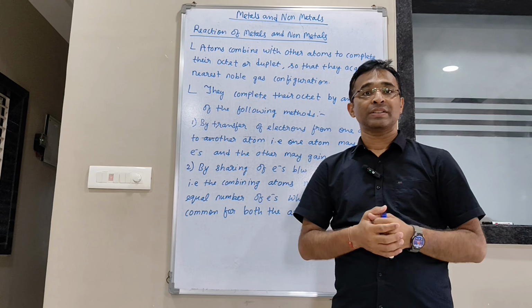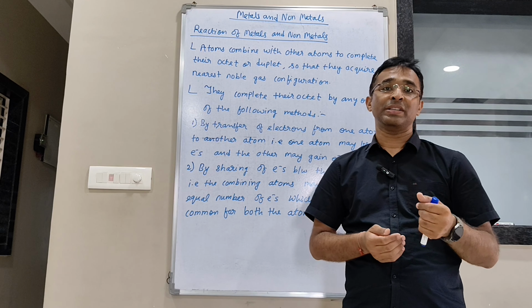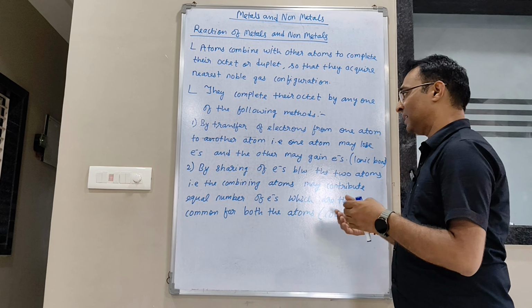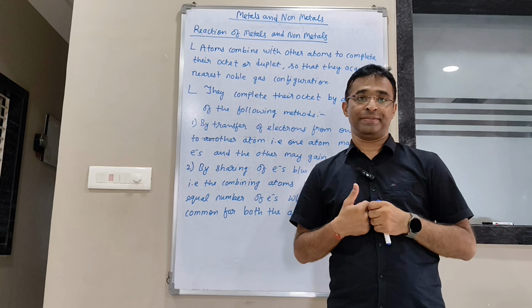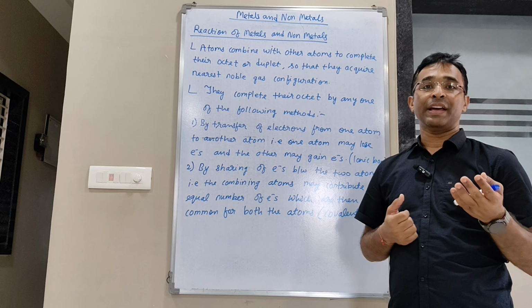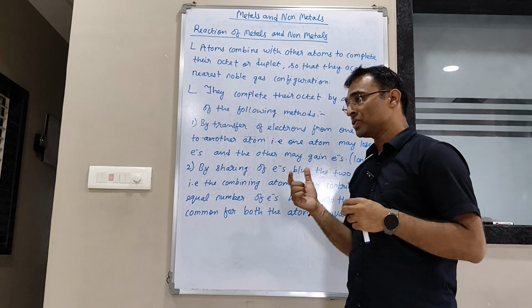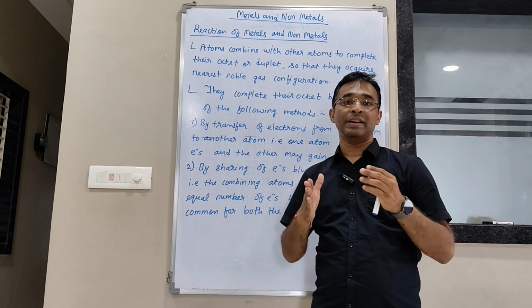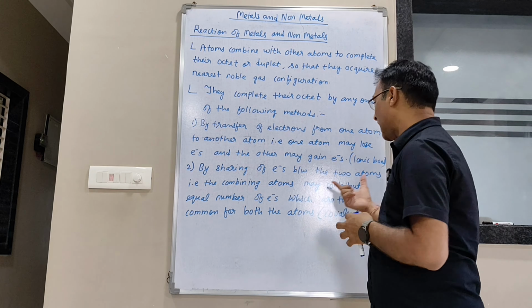By losing electrons, the atom becomes positively charged and it is known as a cation, while the other atom which is accepting the electrons is known as an anion, as it has excess electrons and has a negative charge on it. The compound which is formed by the donating of electrons and accepting of electrons is known as an ionic bond.